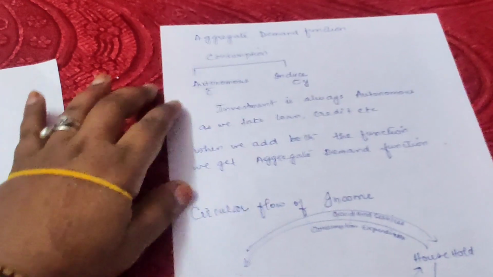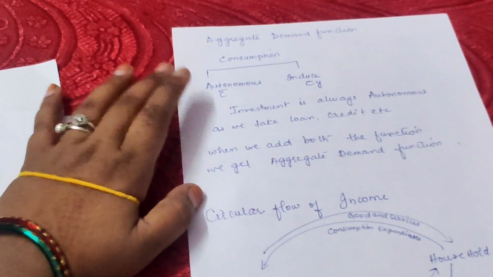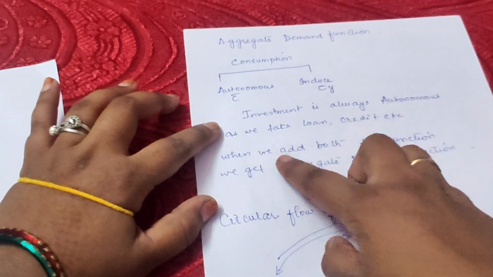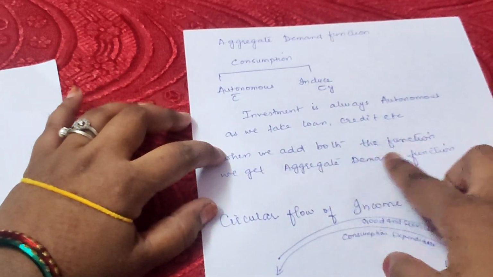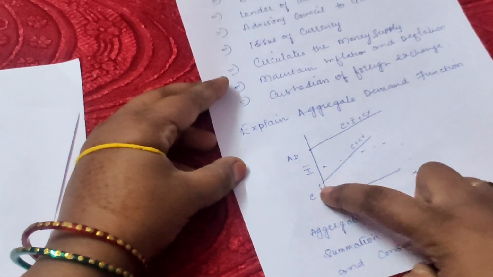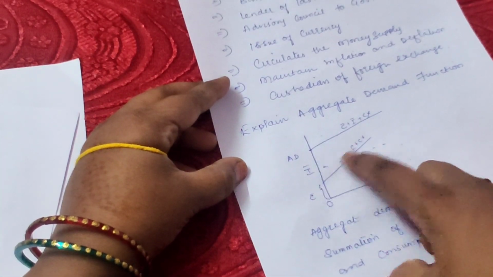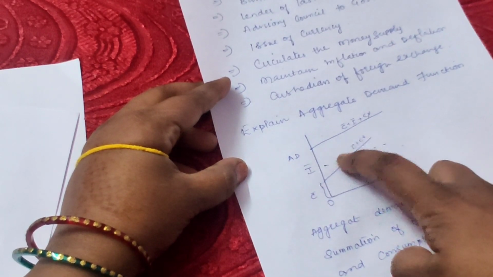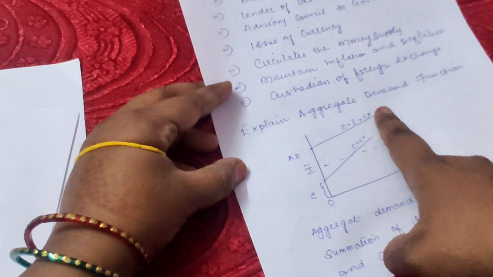Okay, last here we have aggregate demand function. When you have consumption plus induced demand, and investment is always autonomous, as we take loan, credit, etc. When we add both the functions, we get aggregate demand function. So the formula is, this is autonomous consumption, this is induced consumption, and this is investment. When you add investment and autonomous and induced consumption, you will get aggregate demand function.